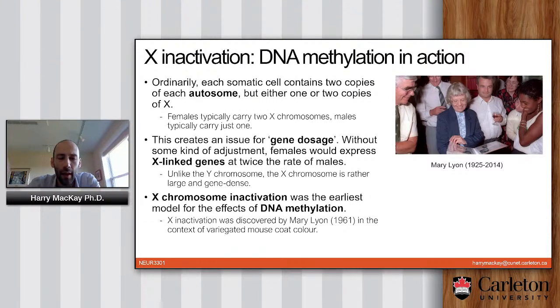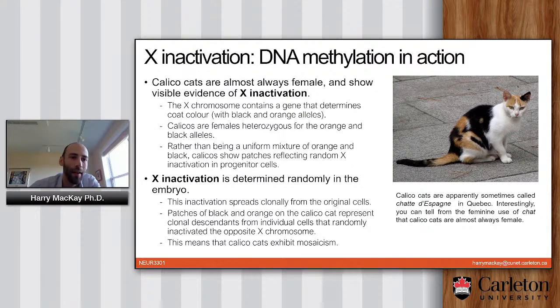So it turns out that this process of inactivating one of the 2 X chromosomes was one of the earliest models for DNA methylation. And it was discovered by Mary Lyon back in 1961, and she was looking at it in the context of mouse coat colors. It turns out that coat color is a very good way to look at X inactivation. So here's an example of it that's maybe a little bit more down to earth. We don't have as many mice running around as we do cats. The calico cat is kind of the classic example of DNA methylation and X inactivation in action.